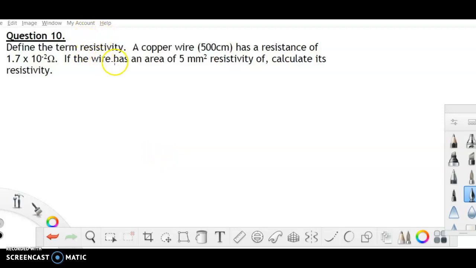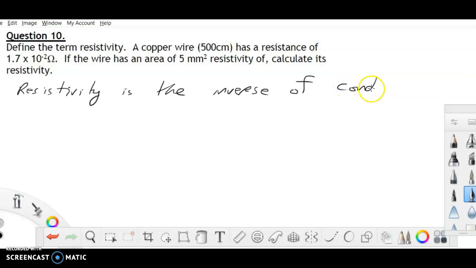Define the term resistivity. Now, I don't have the exact words for this, you should get them in your notes. But resistivity, you could say, if you wanted to be smart, is the inverse of conductivity. Now, you're better off to get a few words out of your notes and give them back to your lecturer the way you received them in your course.